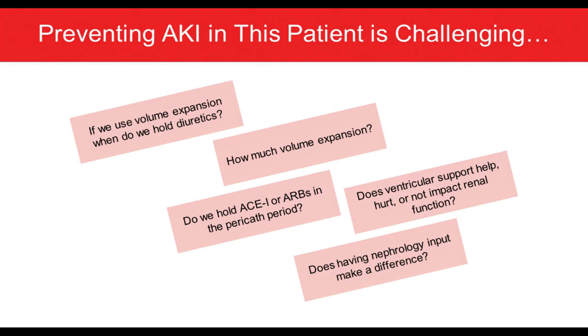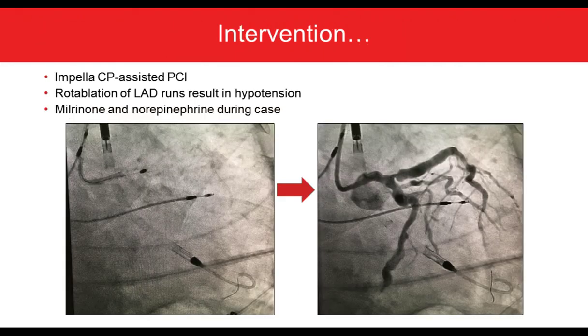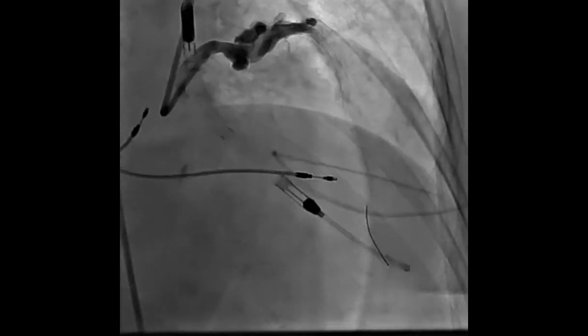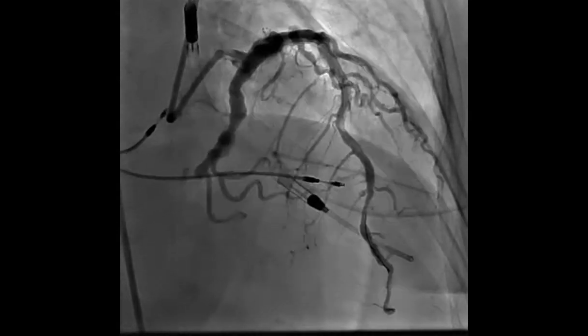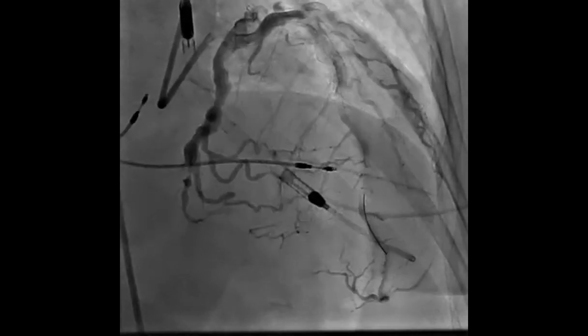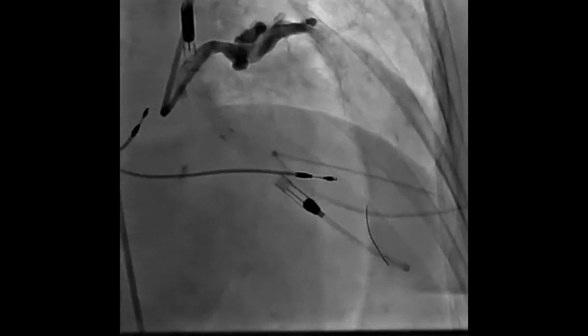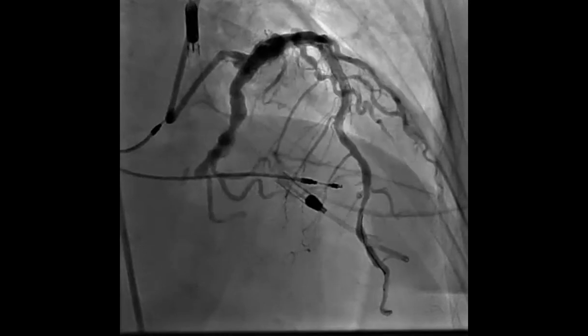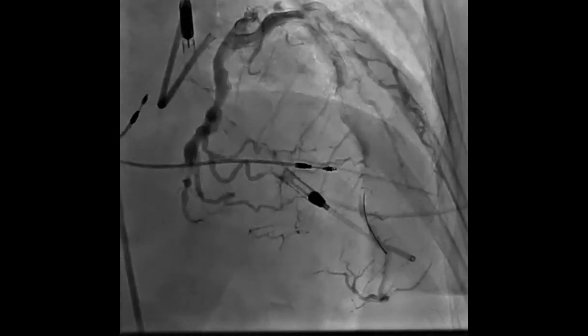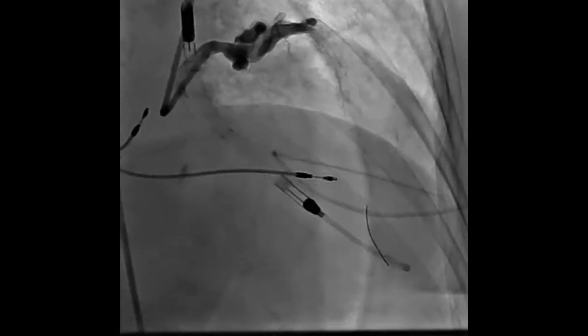Our procedure involved ventricular support, assisted PCI, rotational atherectomy, which results in hypotension. Obviously, we discussed earlier that hypotension is a risk factor for AKI. The patient required inotropic and pressor support. Eventually, the patient undergoes successful stent placement with a large stent, and you can see that the patient had an acceptable coronary result.